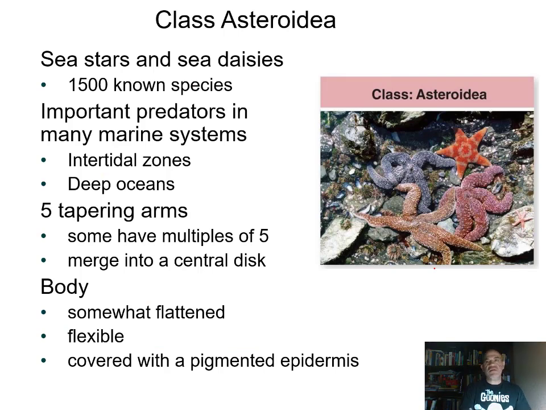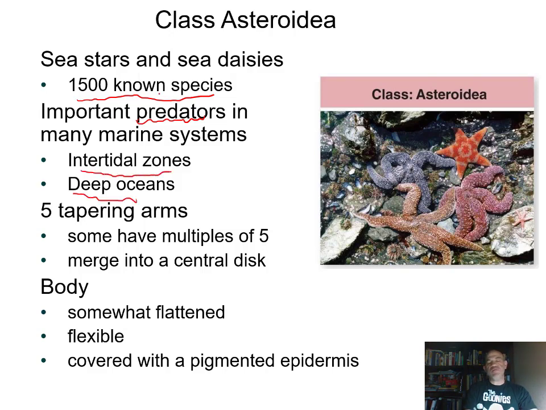So looking at the class Asteroidea, which are the sea stars and sea daisies, the same picture from earlier. There's at least 1,500 known or identified species, and they are predators. Like I said, they like to go after certain kinds of shellfish like clams and marine gastropods. They can be found in deep oceans and intertidal zones.